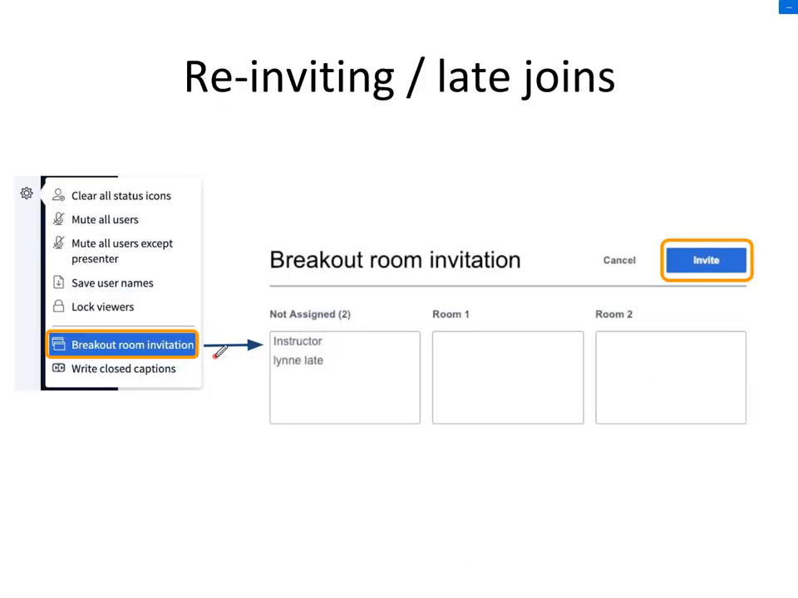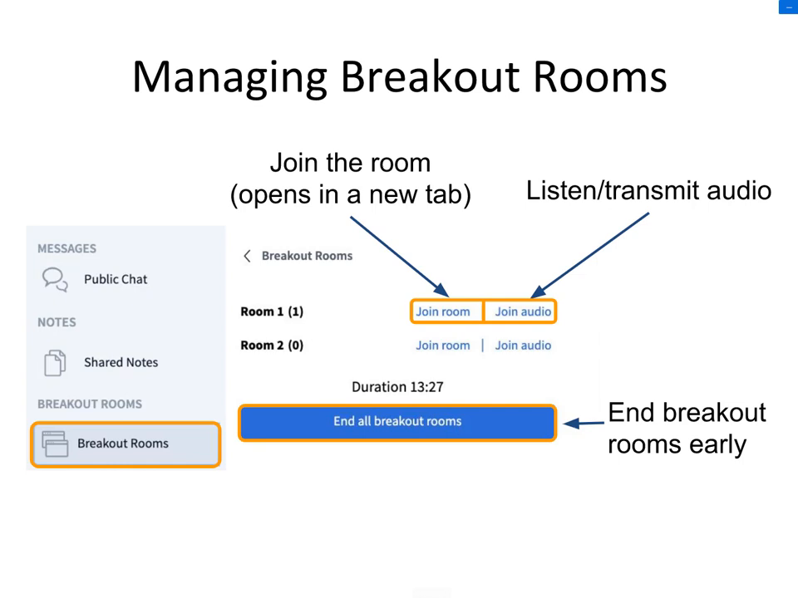The instructor has the ability to invite late joiners to breakout rooms. So if there was a student who joined late, you could just choose breakout room invitation. That's what the label changes to. And maybe Lynn is late, you could just join her into room 1.